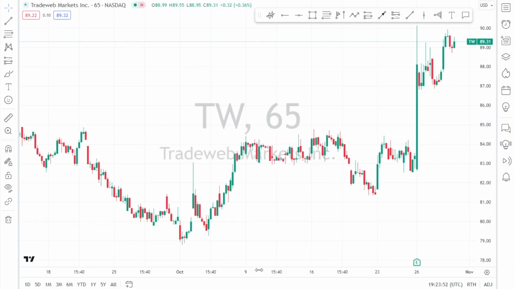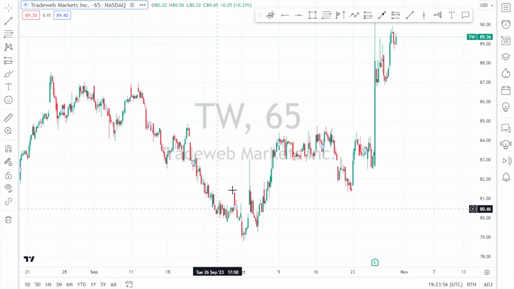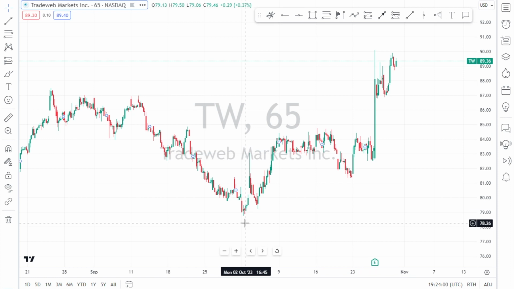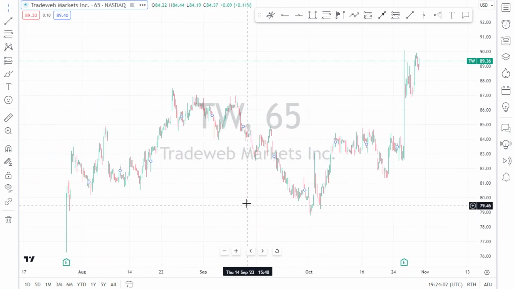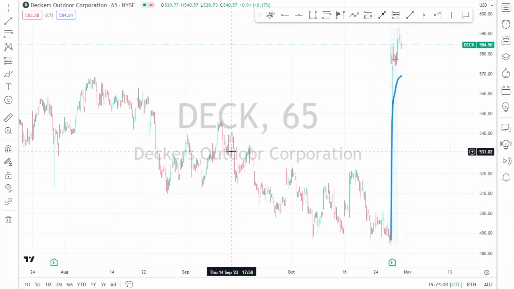Let me erase all this. Okay. TradeWeb. Now you can see here, this has been going up while the S&P has been going down. That's interesting, right? So there's some good stuff going on there. This is an out of phase stock. This Deckers is an out of phase stock.